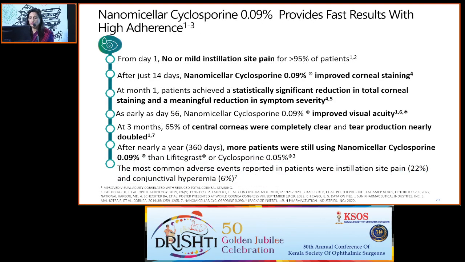So what were the conclusions of the studies done with cyclosporin 0.09%? The conclusions were that from day one, there was no or mild instillation site pain for more than 95% of patients. After just 14 days, it starts to act in the sense that it improves corneal staining. So its onset of action is only 2 weeks. At month one, patients had a reduction in total corneal staining and also improved symptoms. Visual acuity also improved. Almost two-thirds of the patients had completely clear corneas, and tear production nearly doubled. And at 1 year, more patients were still using this drug as compared to Lifitegrast and the commercially available cyclosporin 0.05%. And of course, the most common adverse events reported were pain and conjunctival hyperemia in these patients.